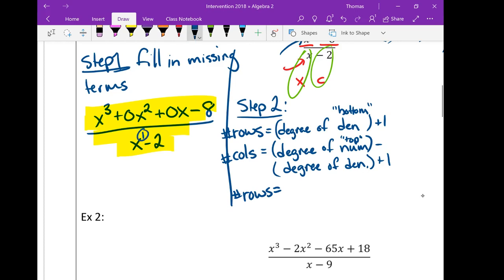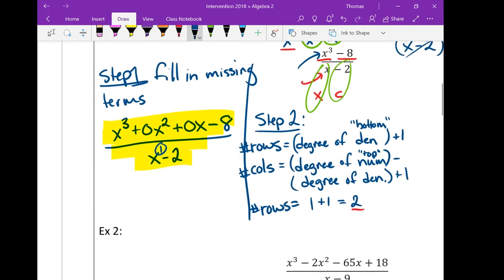So the number of rows is going to be 1, the degree of the denominator, plus 1. That's just a total of 2. All right, that was pretty easy. We'll try it for the columns.